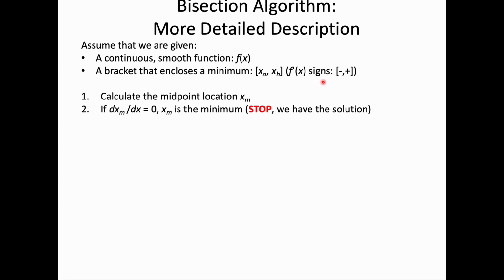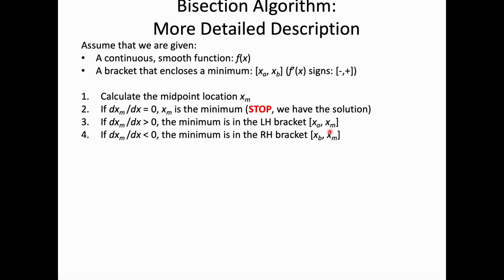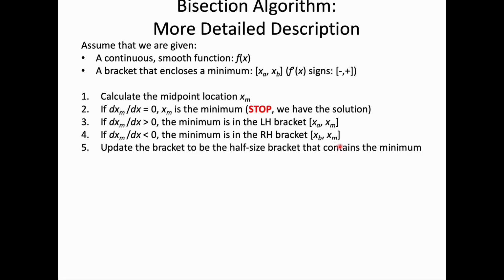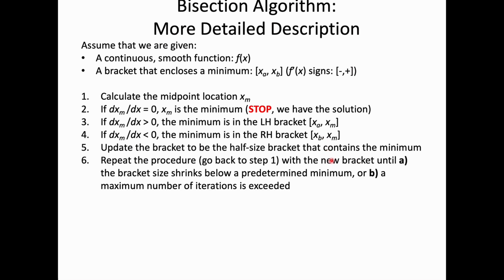We're at the minimum because we have the specific assumption about what the signs were for the ends of the bracket at initialization. Step 3, if at the midpoint the derivative is greater than 0, then the minimum is in the left-hand bracket, xa, xm. If instead the derivative at the midpoint is negative, the minimum is in the right-hand bracket, xb, xm. After we've done this check, we then need to update the bracket to be the half-size bracket, one of these two brackets that contains the minimum, depending on the sign of the derivative at the midpoint. Then we repeat this procedure.